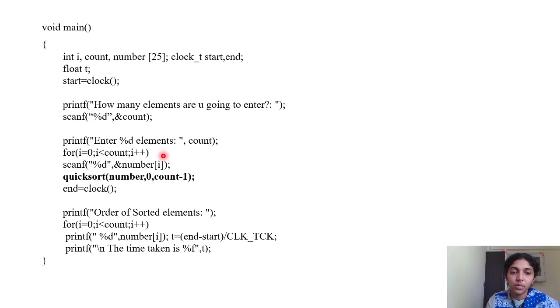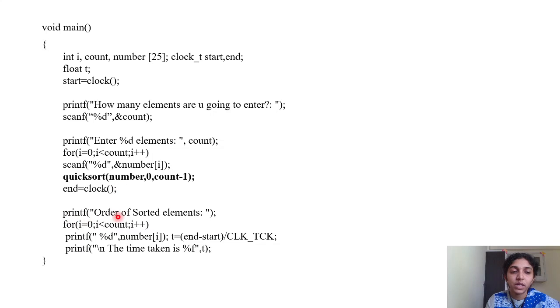Once the array elements are fetched into number of i, where number is our array name, we have to call quicksort(number, 0, count minus 1), where number is the array name, 0 is the starting element of the array, and count minus 1 is the end position of the array. Once the quicksort function is called, your quicksort operation will be completed. So you have to stop the clock. That's why end equal to clock. Once the clock gives you the exact timings taken for execution of the quicksort program.